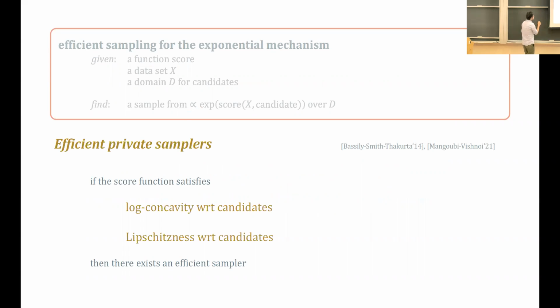So if your score function is concave, sorry, I wrote concave here, I meant the exponential of a score. But if your score function is concave and you have Lipschitzness with respect to the candidates, then there exists a private and efficient sampler. What I mean by private is that the sampler is going to sample from a distribution that is within multiplicative factors of the original distribution.